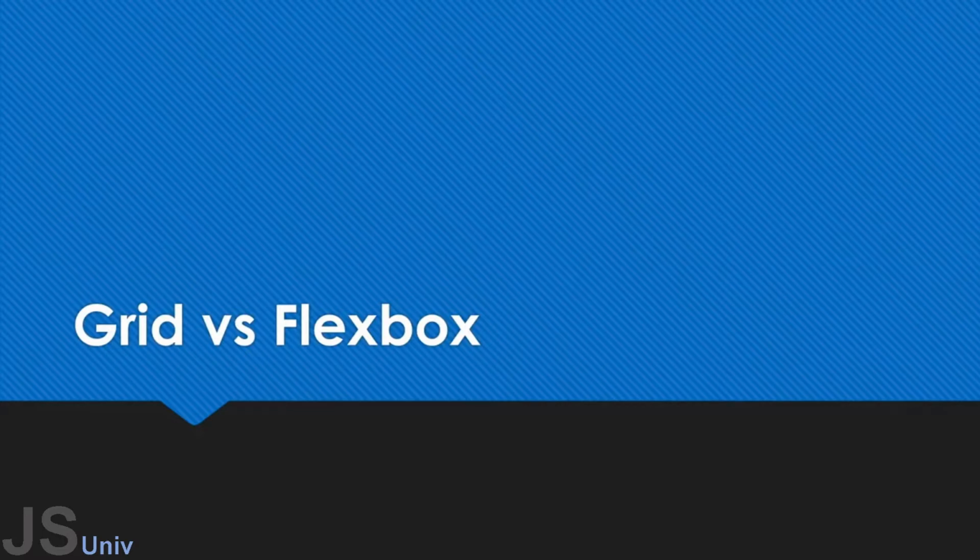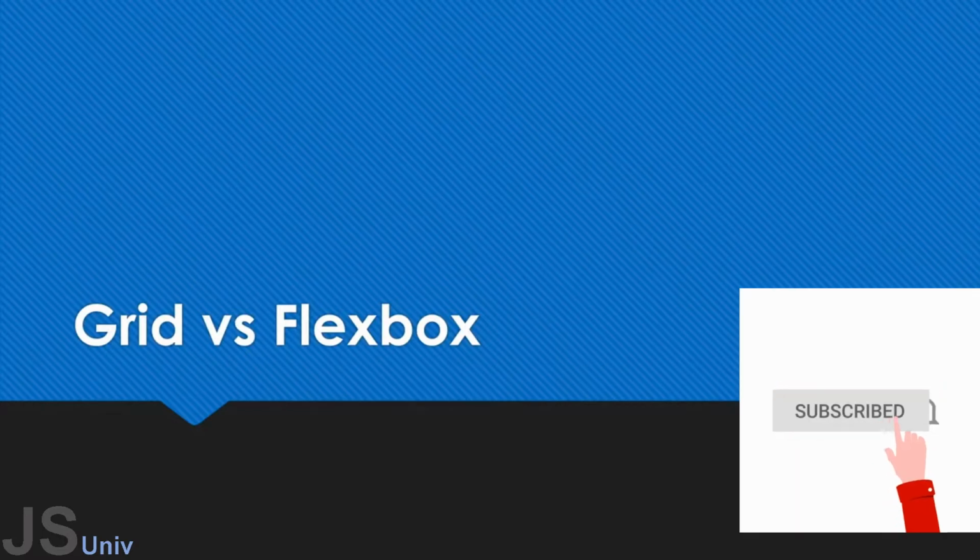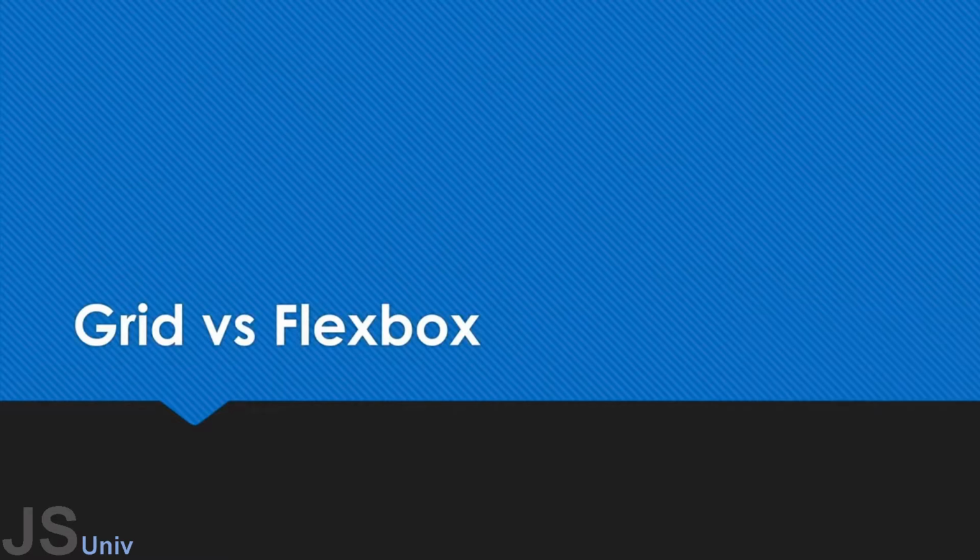So in this video, we are going to be looking at grid versus flexbox. Now, in the previous section, we looked at flexbox as a whole. We looked at all the different container properties. We also looked at some of the other properties that we can use on our items. But today, we're going to be looking at a different type of layout property, and that is grid.